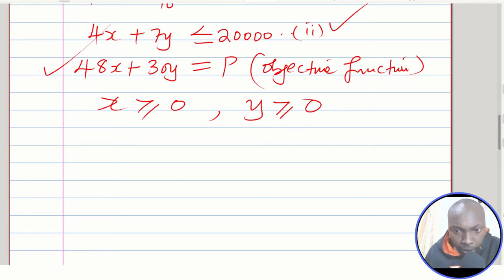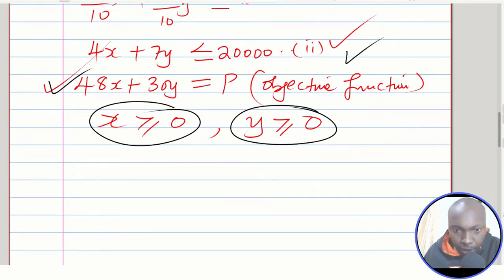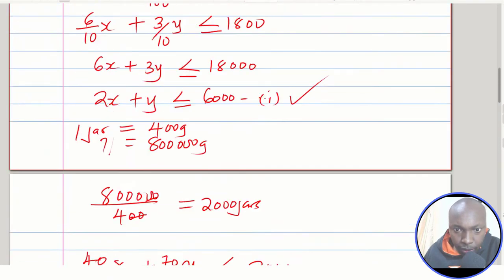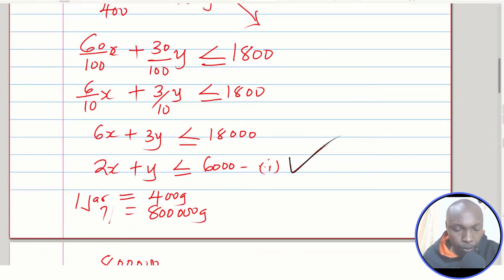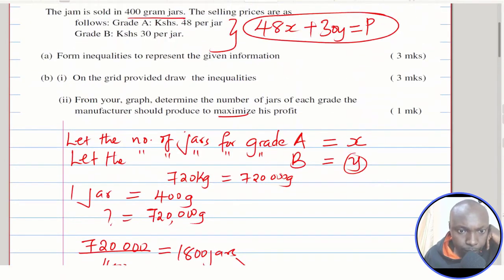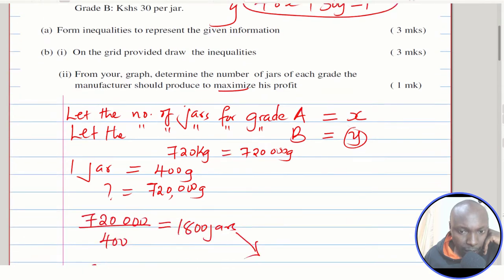Now we have all the inequalities. So we have this one, we have this one, we also have this one. The objective function is there. We also have that one. The other one that we have is here. So now we can proceed to the next question. Part B. On the grid provided, draw the inequalities.